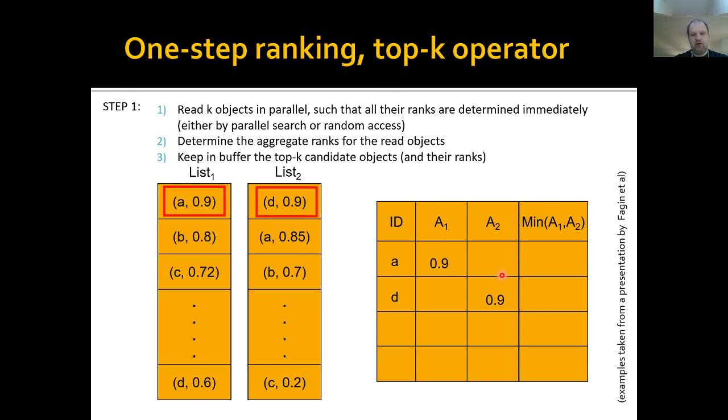And again, in the running example, it looks like this. Again, we begin with parallel reading, step 1. So we get 0.9 for A and 0.9 for D. But instead of proceeding in parallel one line below, we determine the remaining scores for A and the remaining scores for D.